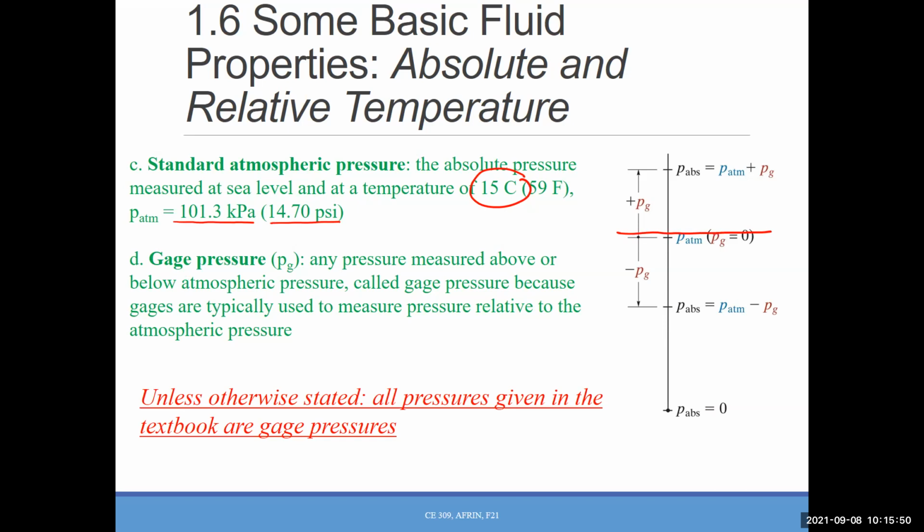Now, are you seeing the line at the very bottom? If we don't specify anything and just say pressure, it will always be gauge pressure. But if we want to do something with absolute pressure, we will mention that. So if you see the word pressure, automatically think this is the gauge pressure. We don't have to do anything with absolute.